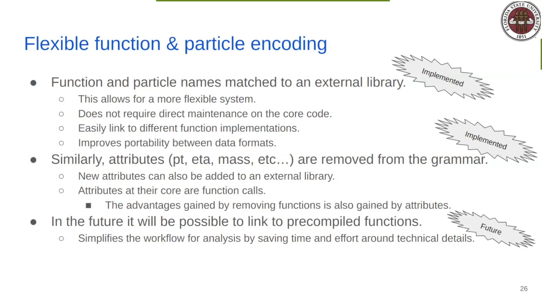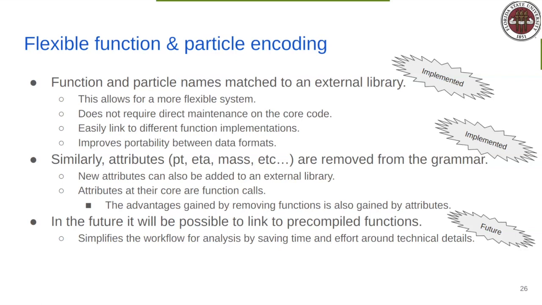And this is very helpful because, as you may know if you've worked with these tools before, specifically we use Bison or Yacc for the grammar. When you start making changes to the grammar, things can get hairy pretty fast if you're not careful. And so the external libraries make it very easy to add some new attribute or function without having to dig so much into the core code of the system.